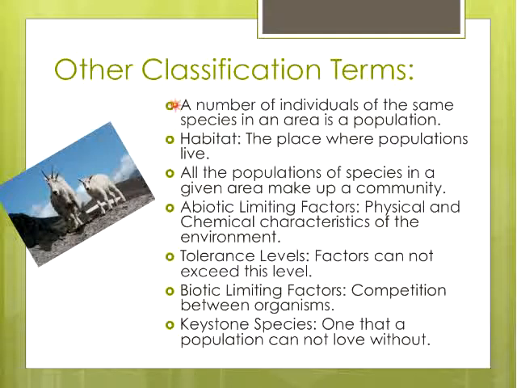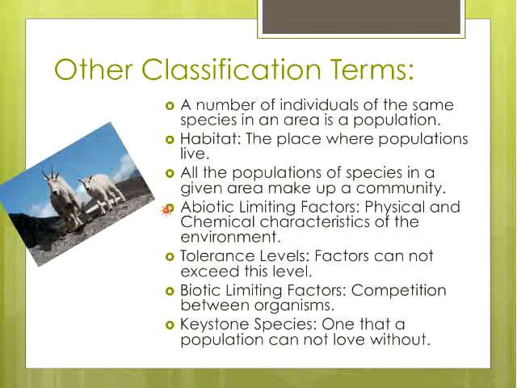Other classification terms. A number of individuals of the same species in the area is what makes up a population. The habitat is the place where these populations live. All populations of a species in a given area make up what is known as a community. So a whole bunch of populations in there, this could be the goat population, the cow population, chicken population in one area, makes up the community.